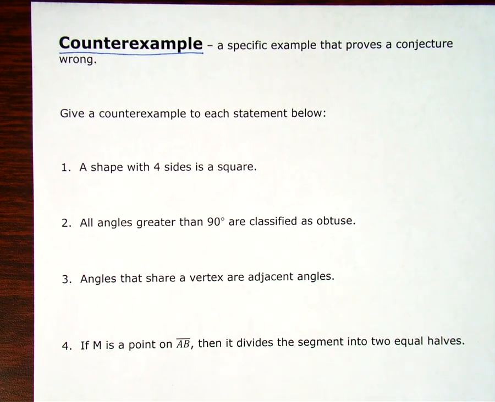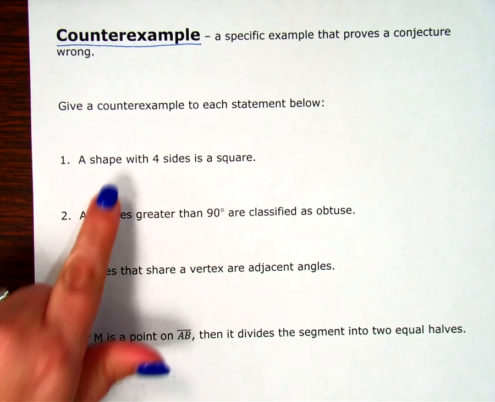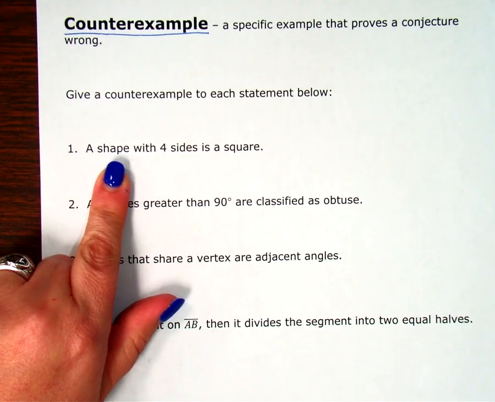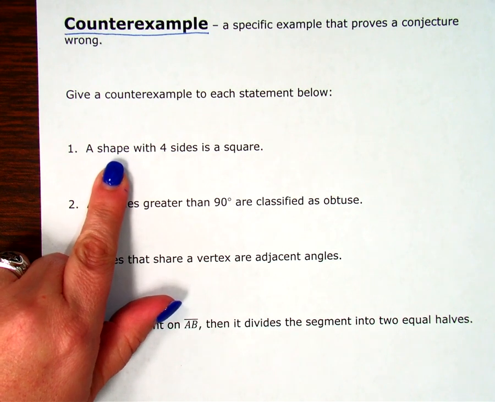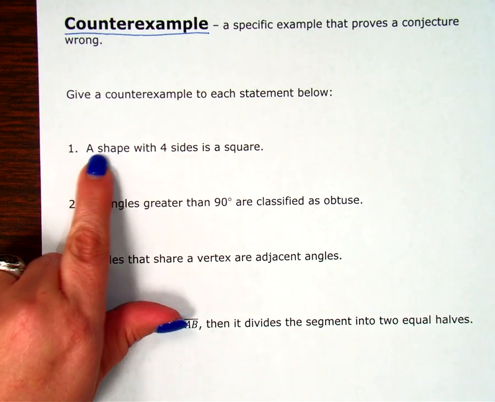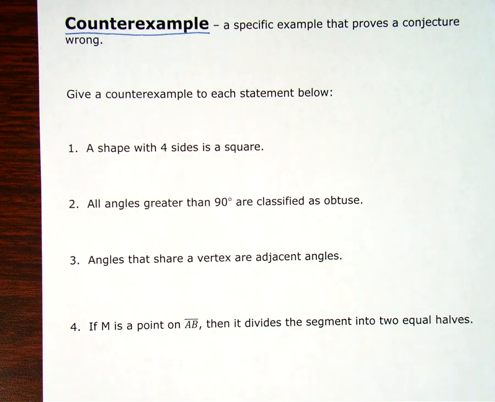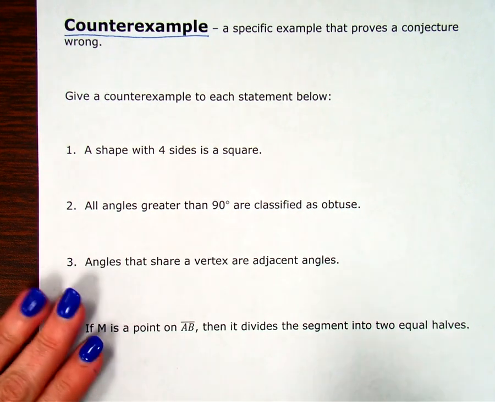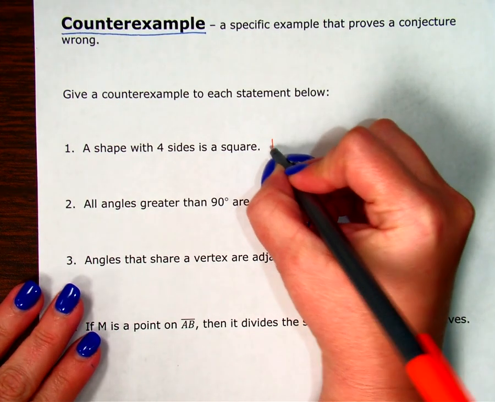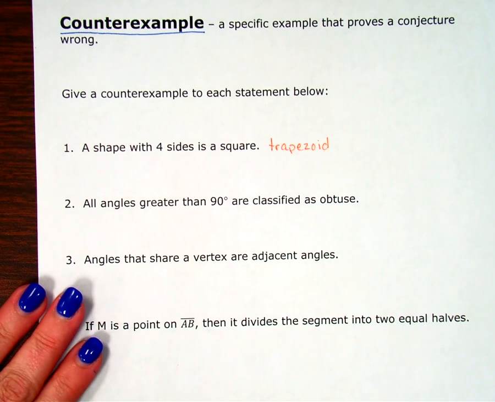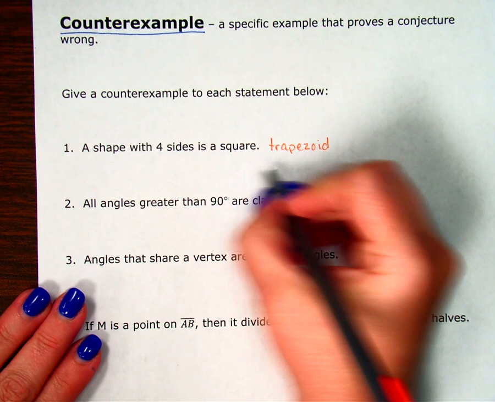So when we look at counterexamples, the first one we're going to try to find a counterexample for is: a shape with 4 sides is a square. Okay? So that means I need a shape that has 4 sides because the first part needs to be true, but then the second part needs to be false. So we need a shape that has 4 sides but is not a square. So maybe, how about a trapezoid? And you can either write it out or you can sketch a picture. So I could sketch a picture.